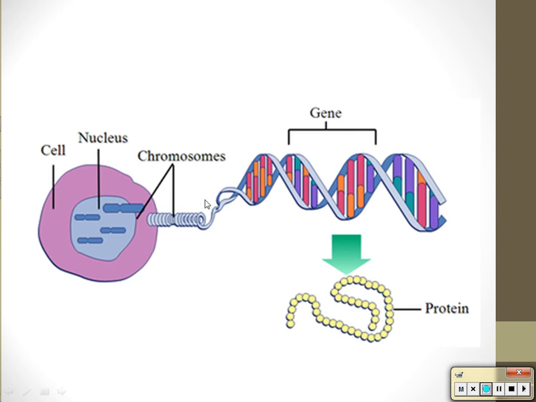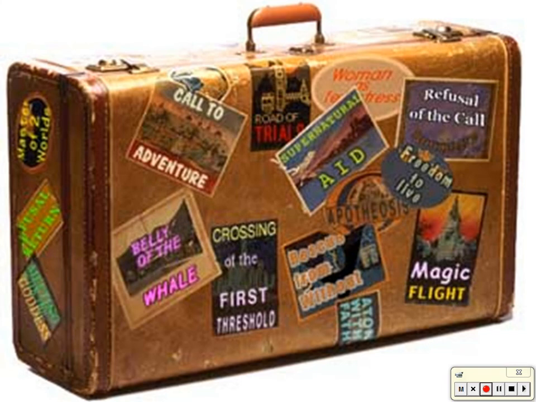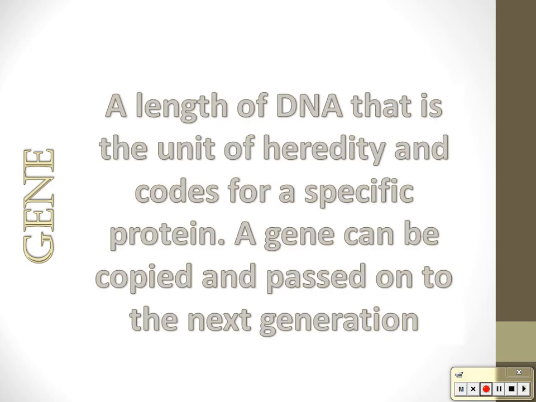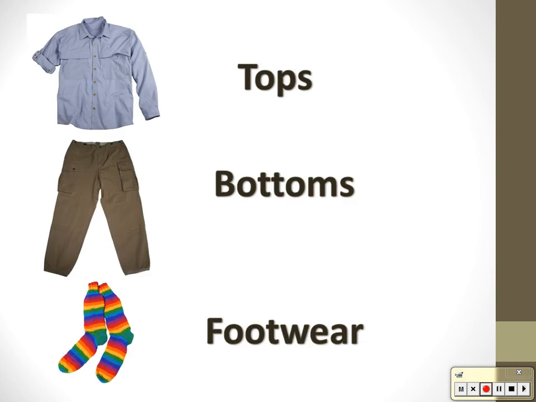So again, nucleus of a cell. Inside we find a chromosome that is just a bunch of tightly wound DNA. We unwrap that DNA a bit and we can see each gene, and every gene is a code for a protein. Now, a chromosome is a thread of DNA made up of a string of genes. So what we're going to say is that the chromosome in this situation is a suitcase. And inside the suitcase, you're going to find genes. A gene is a length of DNA that codes for a specific protein. In our situation, our genes always code for an outfit, and your outfit is made out of tops, bottoms, and footwear.